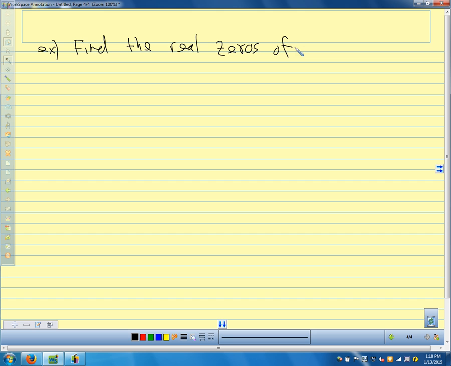Find the real zeros of f of x equals x to the fourth minus 3x to the third plus x minus 3. And I'm always happy when our p's and our q's are prime because they don't have very many factors. There's p, there's q.